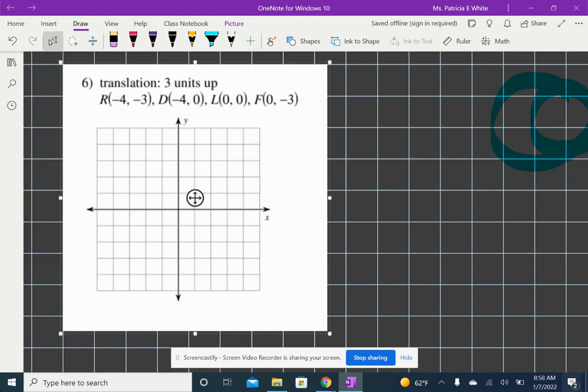Okay, on problem 6, you notice that your letters do not have that prime on it. So this is my pre-image. So the first thing I'm going to do is plot those points. -4, -3. Left 4, down 3. That's my R. -4, 0. Left 4, stay right there. D. 0, 0, that's my origin. L, whoops, I shouldn't have put prime on there. L and F, 0, -3.